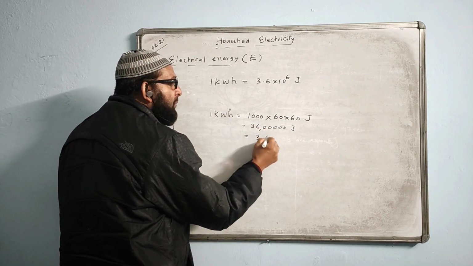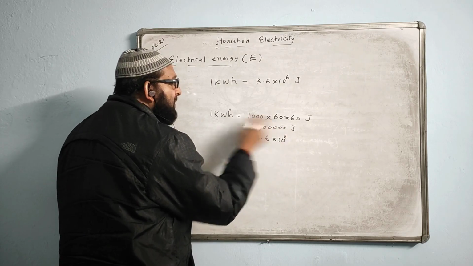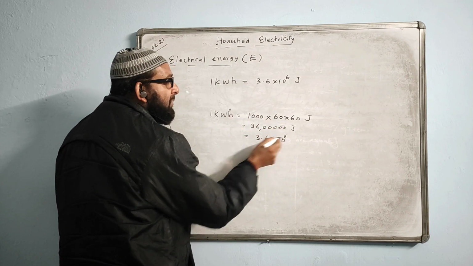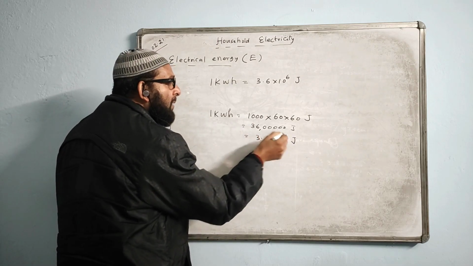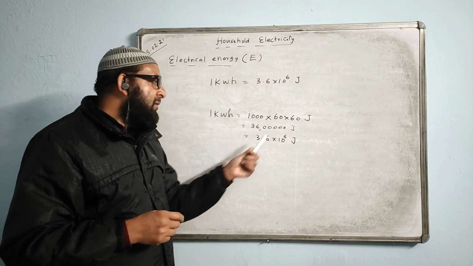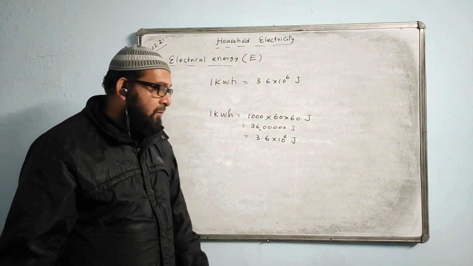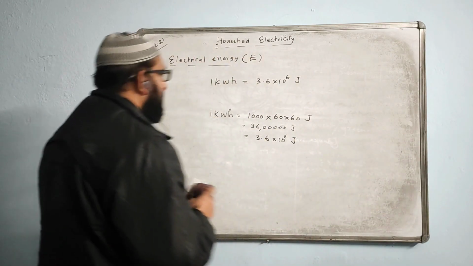Or we can write it as 3.6 into 10 to the power of 6. You get 1, 2, 3, 4, 5, 6. 6 places you are going back to give the decimal, so you have to raise the power to 6. An easy way of remembering this is 6, and the power also comes 6. So 1 kilowatt hour means 3.6 into 10 to the power of 6 joule. This is the value of 1 kilowatt hour.